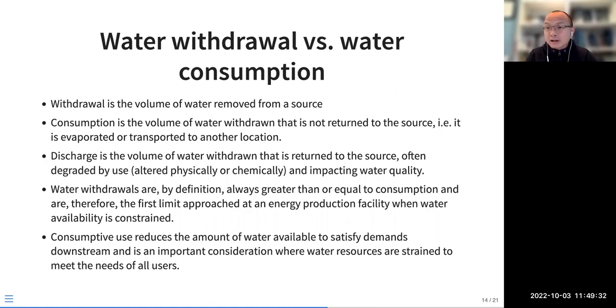If water is constrained or water resources are limited, then it's very important to reduce the consumption. That's why at the beginning we mentioned the potential for energy and water saving in our energy systems. So we focus on differences by technology. It's the consumption that really consumes water, but for the withdrawal, even with discharge back to the system, we still need to try to reduce the impact.